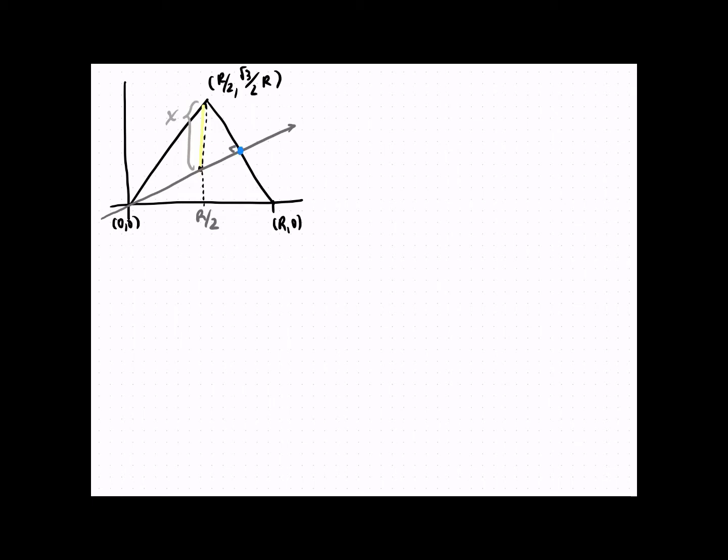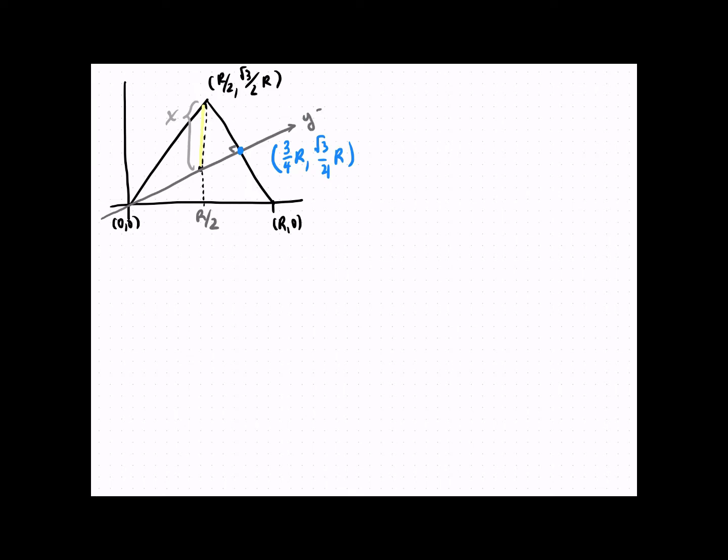So this point right here is the midpoint of this line. To find the coordinates of the midpoint, you just take the average of the x values to find its x value, and then to find its y value, you take the average of the y values. So with that in mind, the average of r over 2 and r is 3/4 r. And the average of root 3 over 2 r and 0 is root 3 over 4 r.